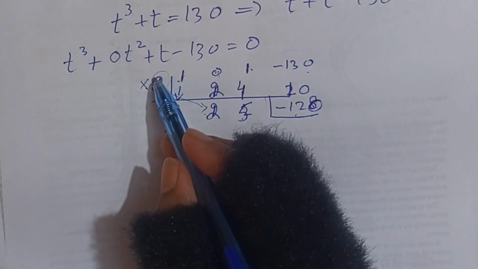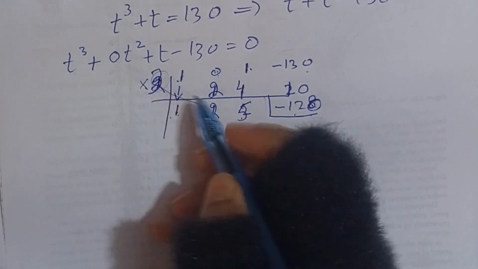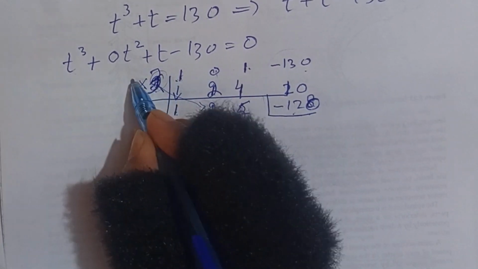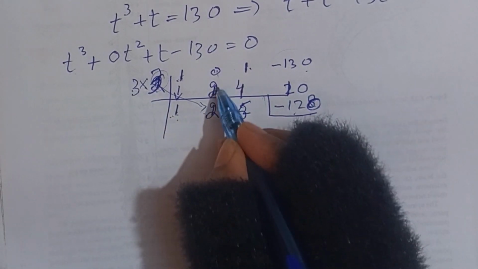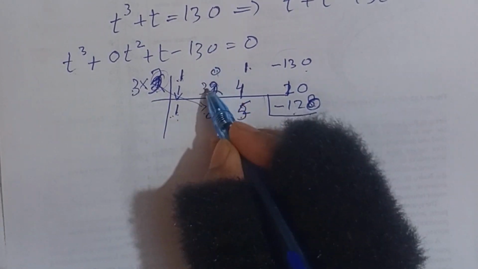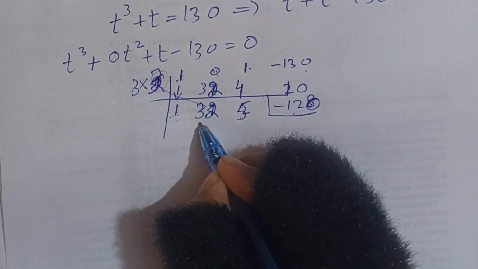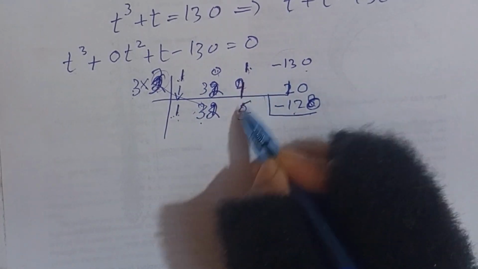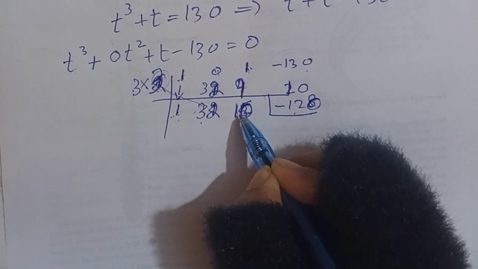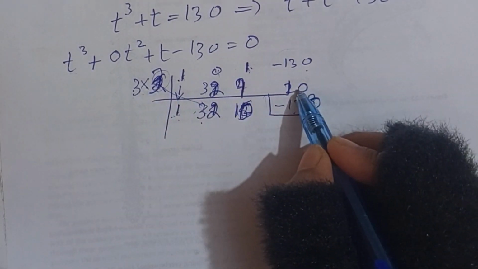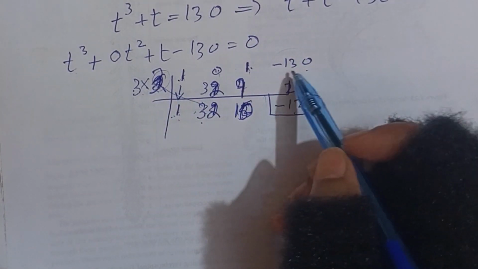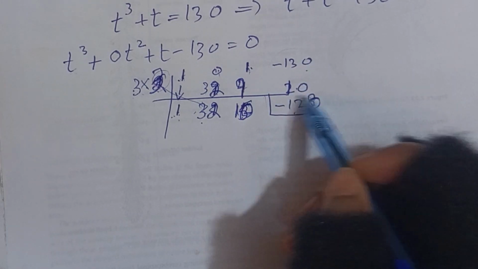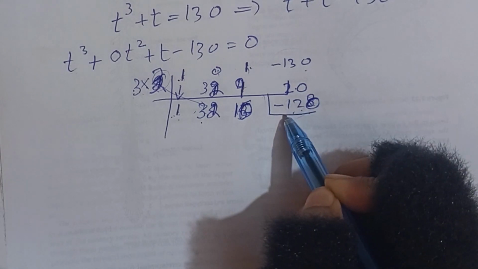Now we select 3. So we write this number as it is. Multiply 3 by 1, we just get 3. If we add, then here we get 3. And 3 multiply 3 is 9. So 9 plus 1 is 10. And again we multiply this 10 by 3, we get 30. And minus 130 plus 30 is minus 100. So remainder is not 0 in this case.